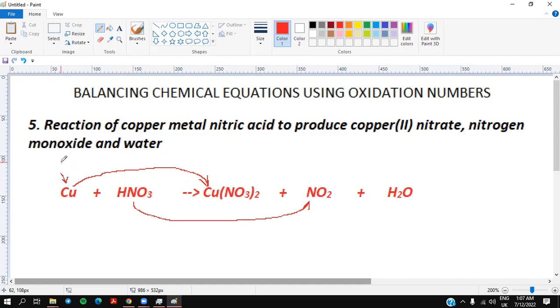Same as before, copper oxidation number is 0 on the left-hand side, but here this is +2. There you have oxidation. If it is oxidation, you know it is loss of electrons. I write 2 electrons lost. And then nitrogen oxidation number in HNO3 is +5. Oxidation number of nitrogen in NO2 is +4. You can see from +5 to +4, reduction occurs.